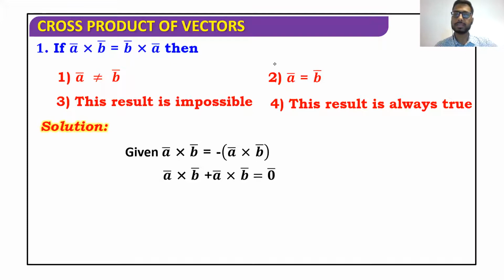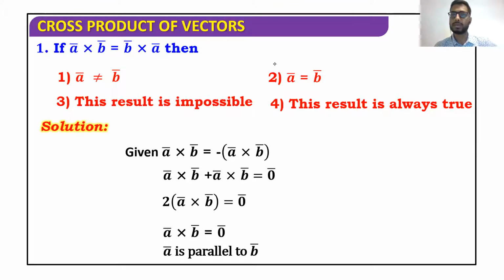Therefore, given is A cross B, which is equal to minus B cross A. But instead of B cross A, I can replace it with A cross B. Shifting to the other side, I can say that A is equal to B.